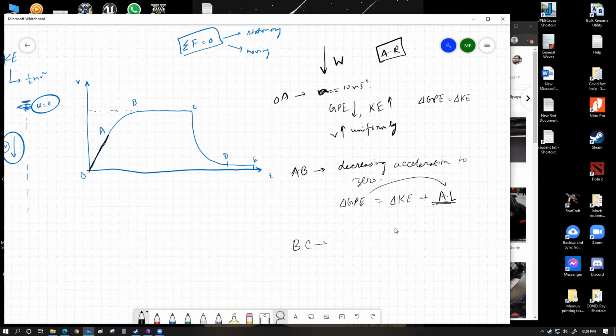What happens for the BC segment? Try to understand over here. BC is the segment where the person is reaching the first terminal velocity, which means the parachutes are still closed in his backpack.